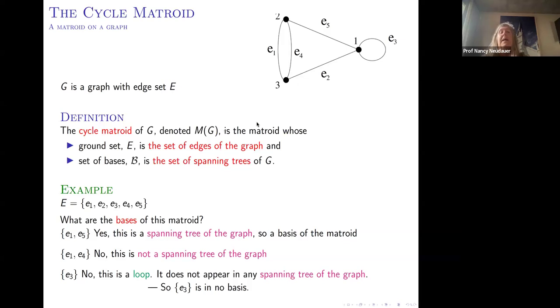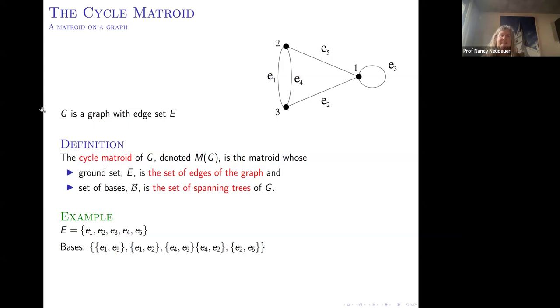Oh, and Eric suggests, I'm bad at monitoring the chat, but I'm looking now. Maybe like a zero, exactly, maybe like a zero vector in a vector space, exactly.